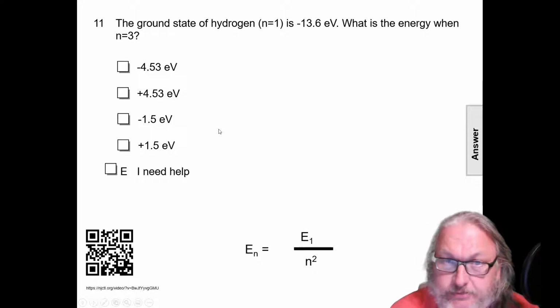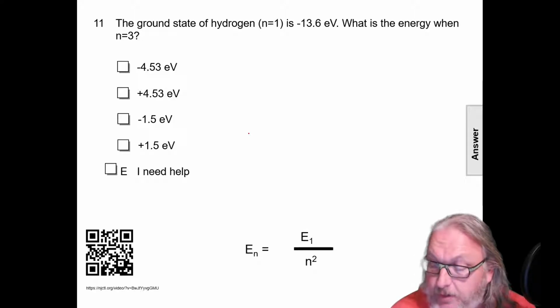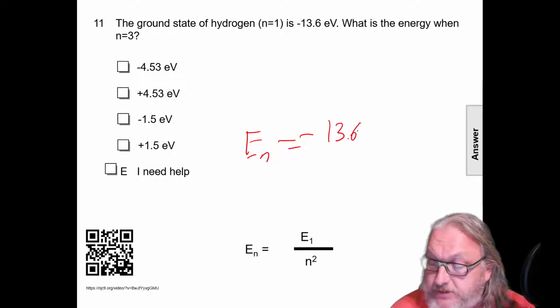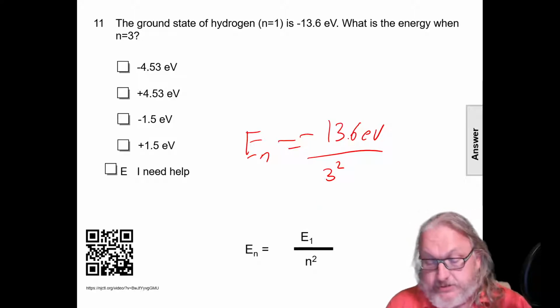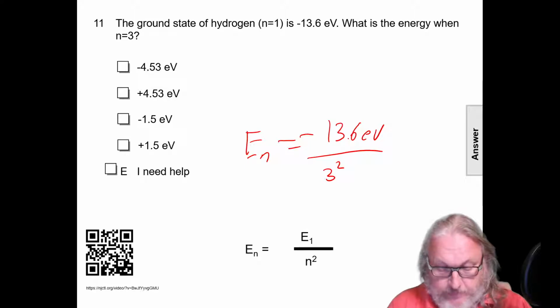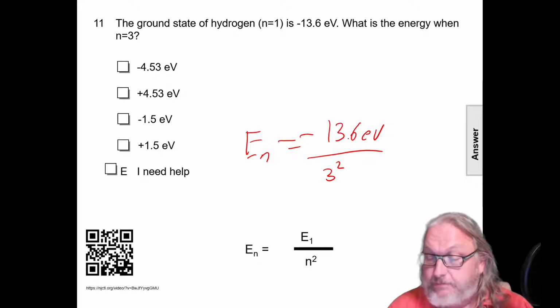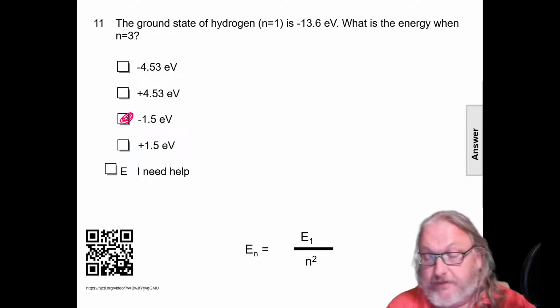What's the ground state of hydrogen? The ground state of hydrogen at n sub 1 is minus 13.6 electron volts. So what is the energy when n equals 3? Well, there again, we're looking for E sub n, and that's equal to minus 13.6 electron volts divided by 3 squared, because we're looking at energy level 3, or n sub 3. So if I take minus 13.6 and divide it by 3 squared, or 9, I get minus 1.5 electron volts.